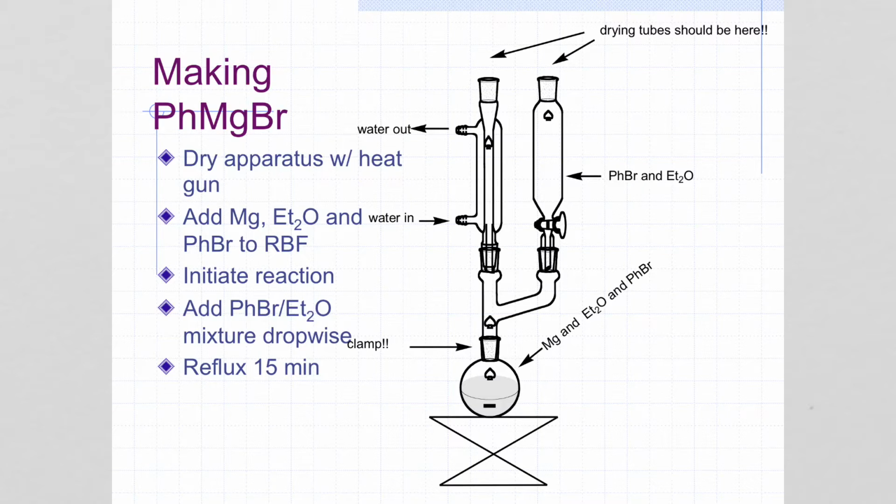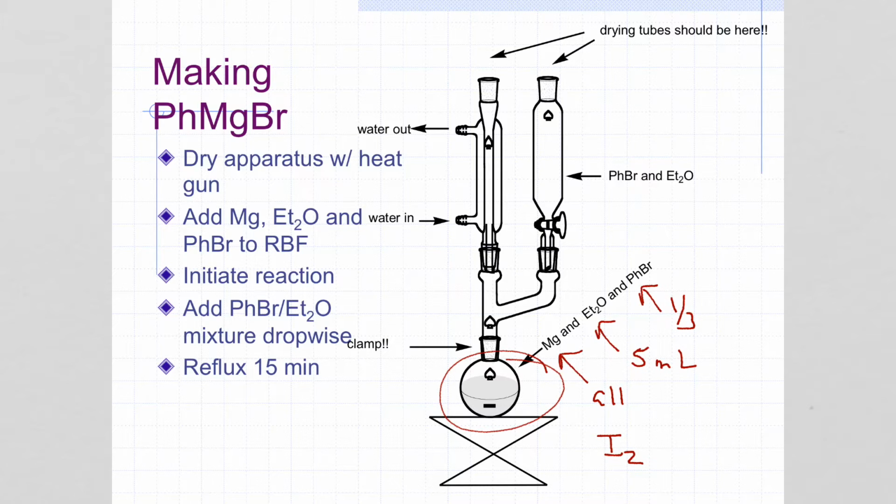Once your apparatus is dried and cooled, to the reaction flask you are going to add the magnesium, 5 mL of your ether, and about 1/3 of your bromobenzene. Then you're going to stir all that, and you may add a crystal of solid iodine, which can help initiate the reaction.